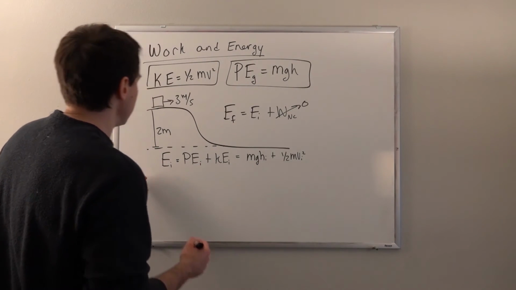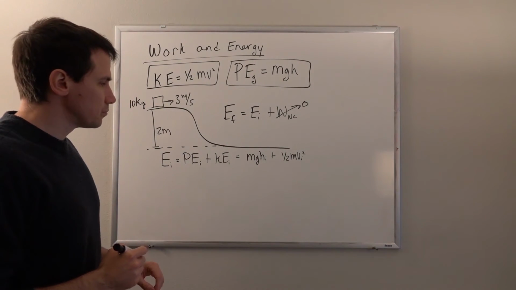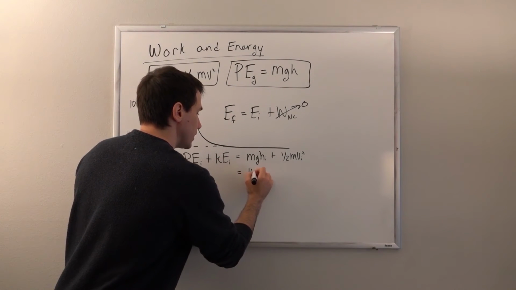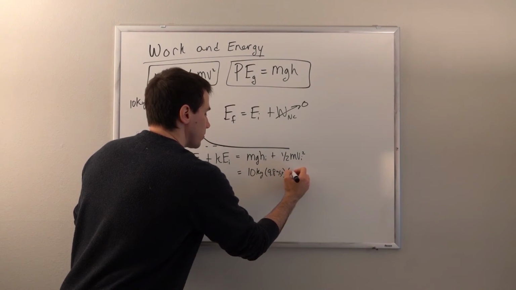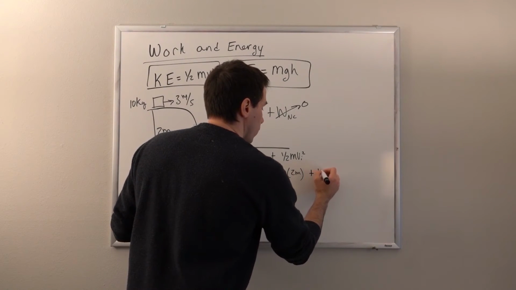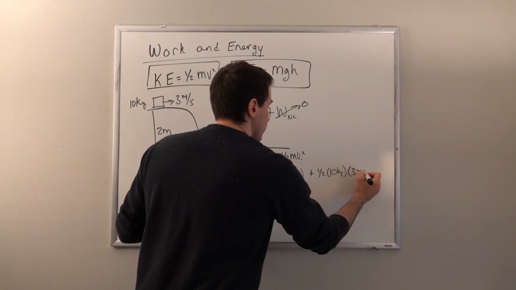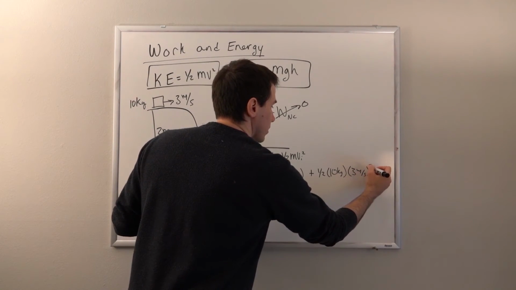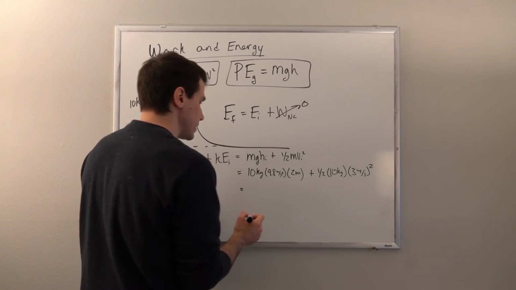And so that we can actually get a value here, I will give us a mass of 10 kilograms. So our initial energy with a mass of 10 kilograms is going to be 10 kilograms times 9.8 meters per second squared multiplied by 2 meters, plus 1/2 times 10 kilograms multiplied by 3 meters per second squared. So this is 98 times 2 is 196.